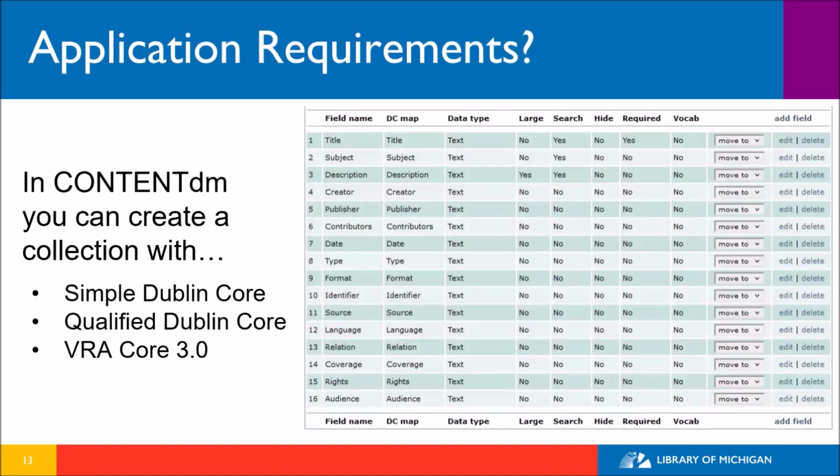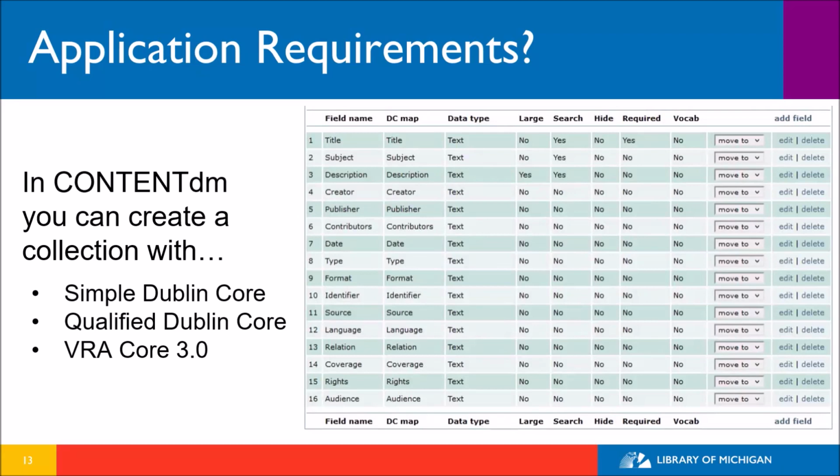So when determining what your application needs, look at the documentation. That's always the best place to start, especially about creating a new collection. Just for an example here, when creating a new collection in ContentID, which is a pretty common digital collections platform, you're only allowed to have your metadata structured in a few ways.